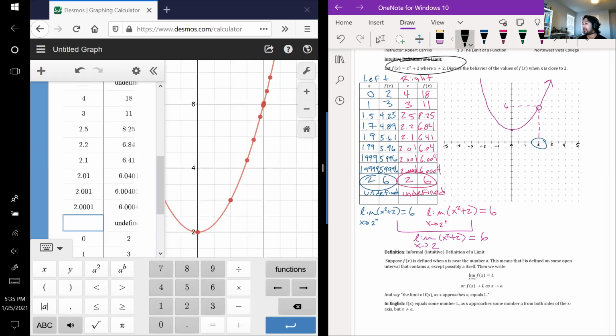Sometimes we wish it was that simple, but it's not. Yes, we know if you plug in 2 it's 6, but the point of a limit is, hey, this point's undefined, but the limit can still exist. Does that make sense? Because we're going to come across a lot more complicated limits where we just can't say, hey, plug in that number and it's going to work.